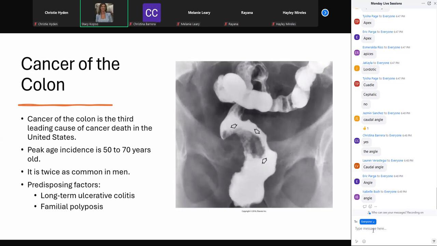Cancer of the colon. Cancer of the colon is a third leading cause of cancer death with a peak age from 50 to 70. A lot more people are getting it a lot younger now. It's been all over the news recently. I have a friend who was just diagnosed with it, and she was only 45. And they're saying not to get a colonoscopy till you're 50, but I think they may end up changing that age because of how many young people are getting colon cancer. Predisposing factors would be a family history of polyps or long-term ulcerative colitis.